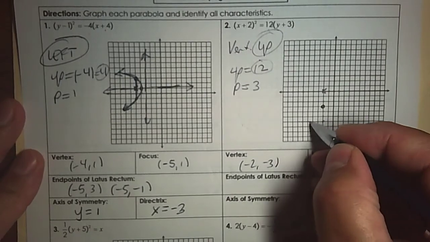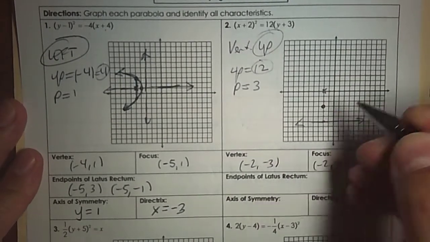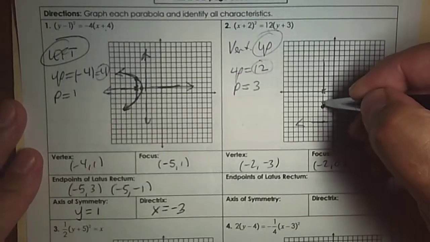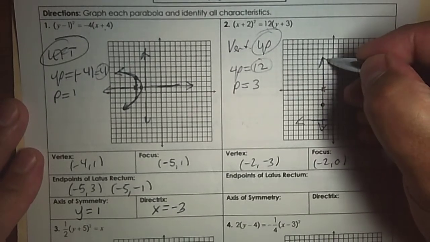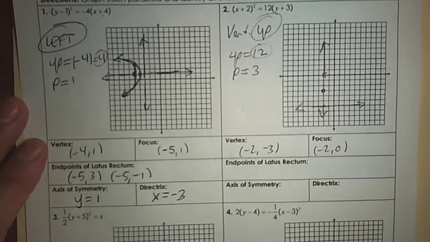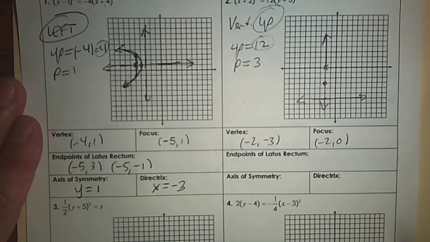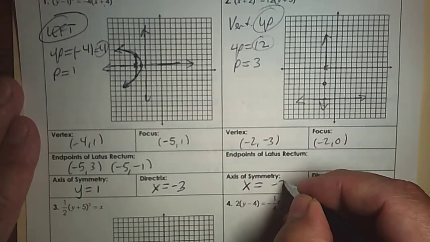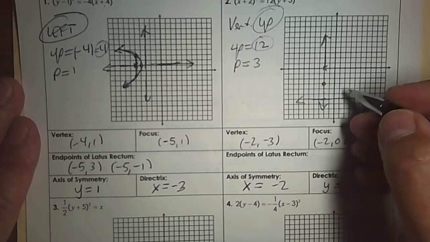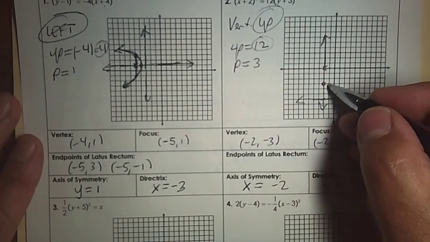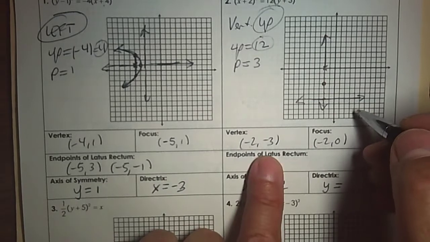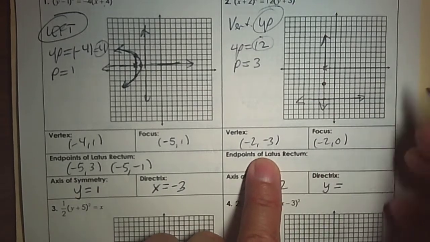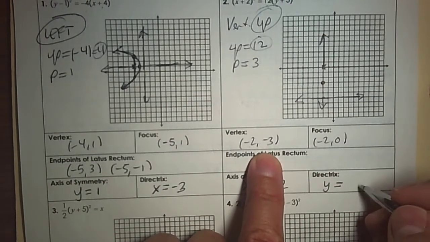That is the directrix. Draw the perpendicular line that goes through the focus and the vertex. That's the axis of symmetry. So the axis of symmetry is x equals -2. The directrix is y equals, and notice I went down 3. So if I go down 3 from the vertex, that would be -6.